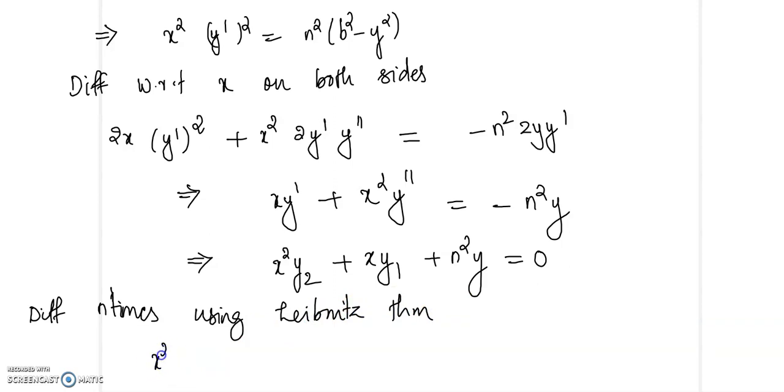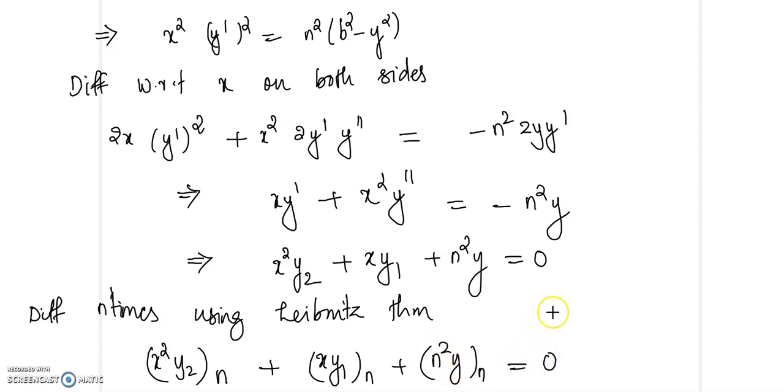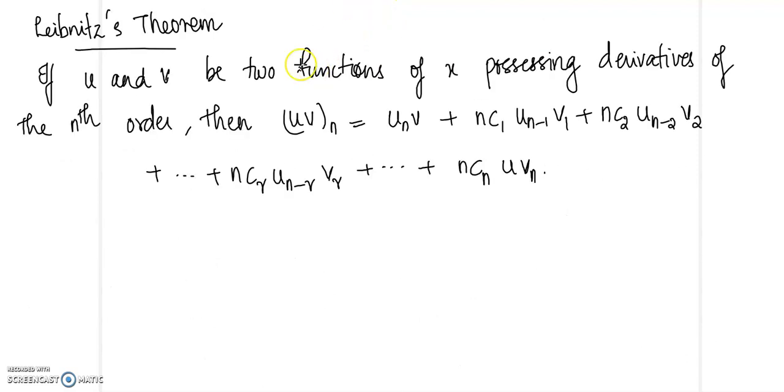So we will have x square y2 ഇതിന്റെ nth derivative എടുക്കണം plus x y1 ന്റെ nth derivative plus n square y യുടെ nth derivative. So this will be equal to 0. And now we need to figure out which is u and which is v. അപ്പോൾ നമ്മൾ formula എഴുതുമ്പോൾ that starts with un v plus nc1 un minus 1 v1 nc2 un minus 2 v2 so on.